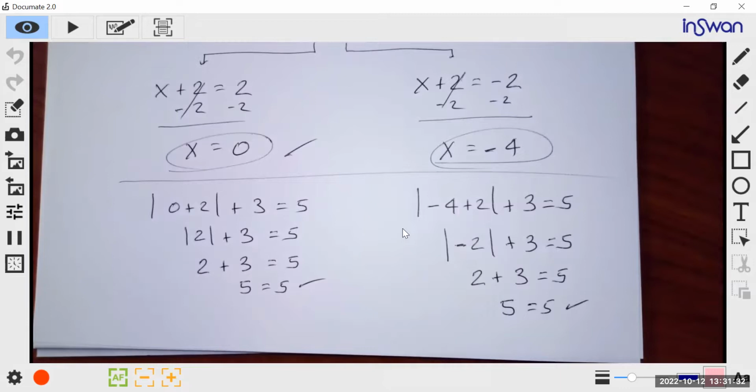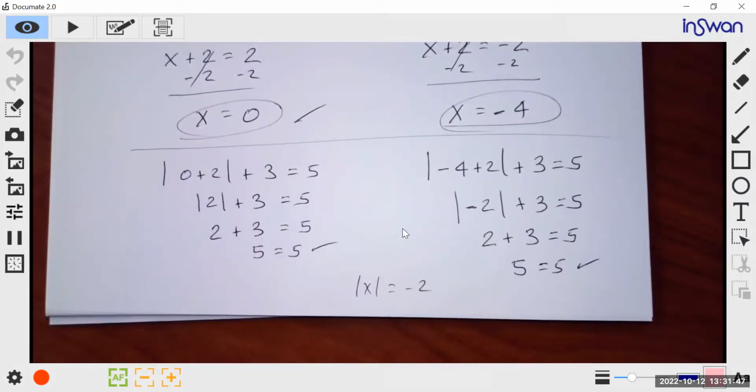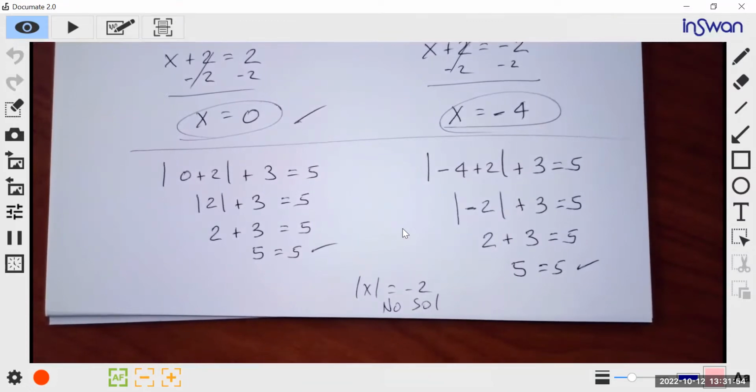Isolate the absolute value, drop them. Can absolute value ever equal something negative? No. So if you had an absolute value of x equals negative 2, no solution. It's impossible, because absolute values cannot equal negatives.